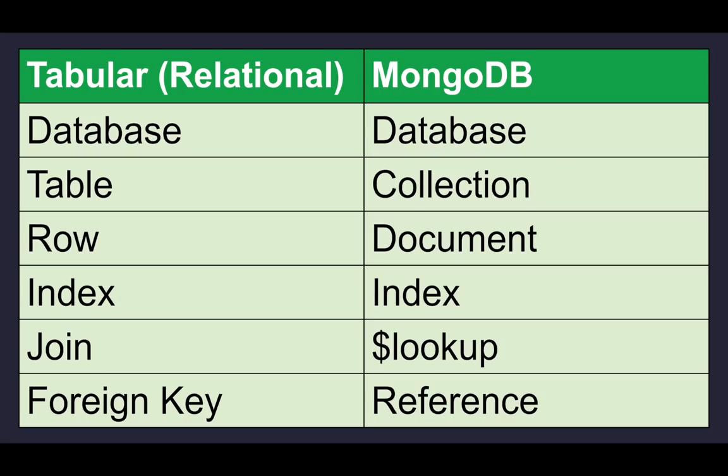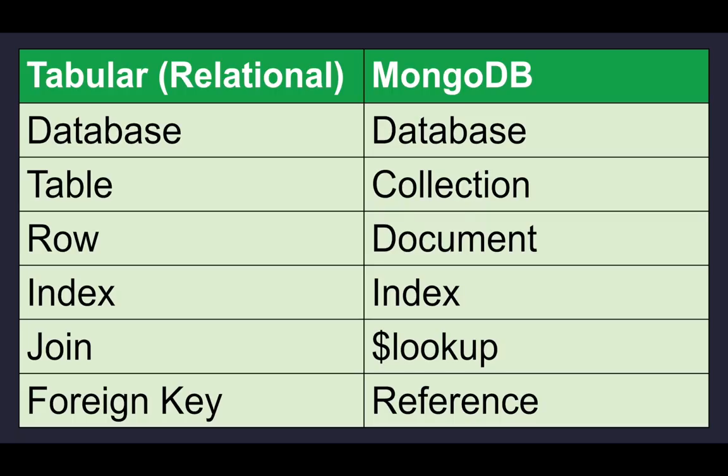First, a quick overview of the MongoDB database. In the tabular or relational world, we think of things like databases, tables, rows, etc. MongoDB has similar concepts that use different terms that I'd like to make sure everyone is aware of. Instead of a table, we have collections. Instead of rows, we have documents. We can do join operations with the lookup operator. And instead of foreign keys, we utilize references. MongoDB is very well suited for handling data with a wide variety of relationships.